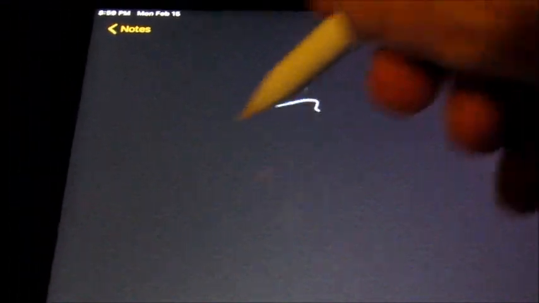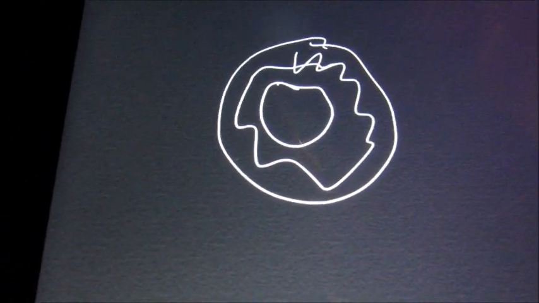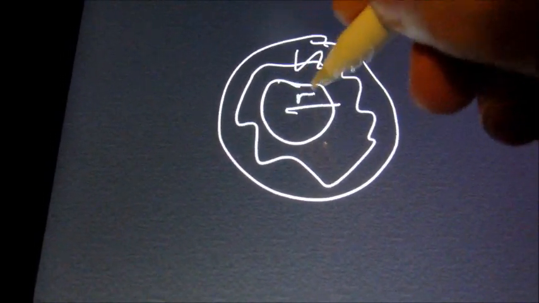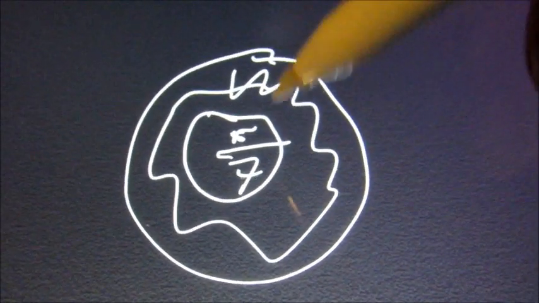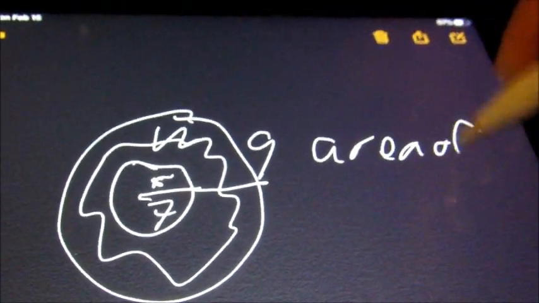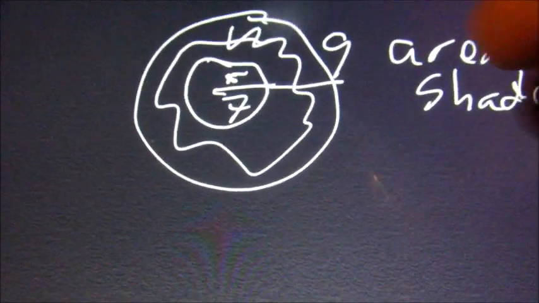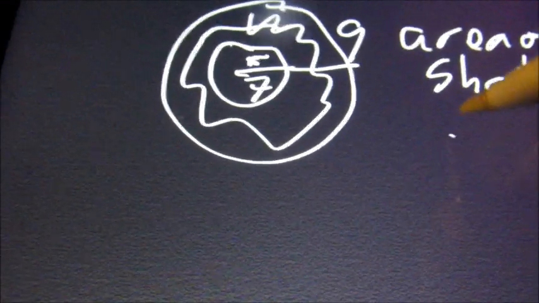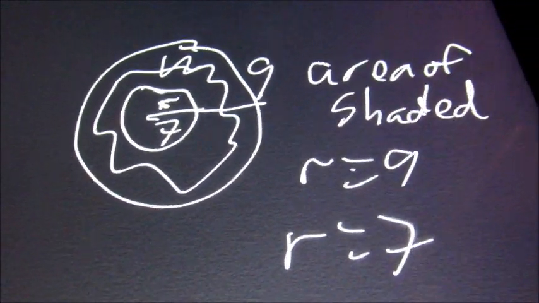Now the next kind of question is you're going to be given basically two circles, one inside the other, and the radius of the inside is 7, and the radius for the entire one is 9. And you need to find the area of the shaded region. Okay, so basically the big circle has radius of 9. Little circle has radius of 7.